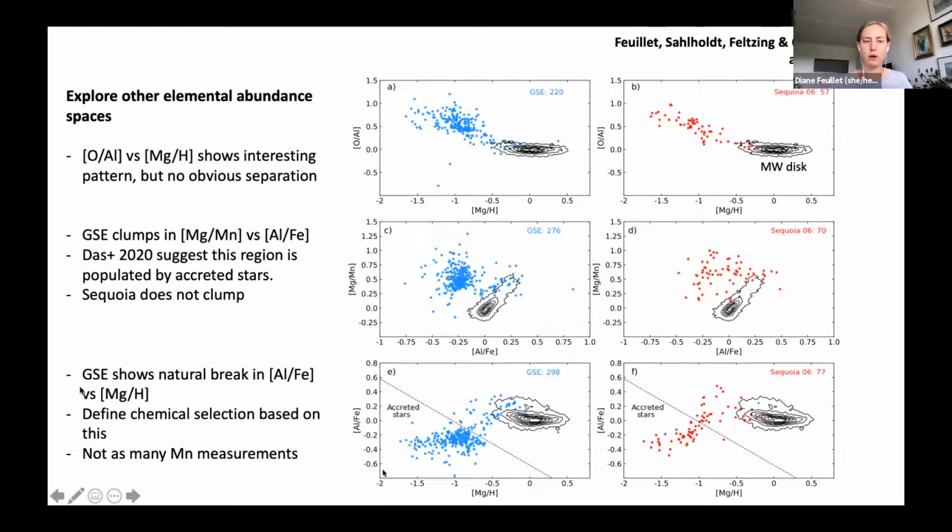In aluminum over iron as a function of magnesium over hydrogen, we see that Sausage-Enceladus shows a very nice natural break in the sequence in this chemical space. So we apply this cut here to select chemically accreted stars and separate them from potential Milky Way in situ contamination stars. We apply the same cut to Sequoia, although it doesn't show the same natural break, but it's a much smaller sample.